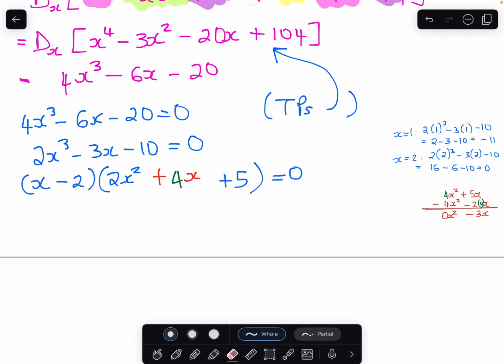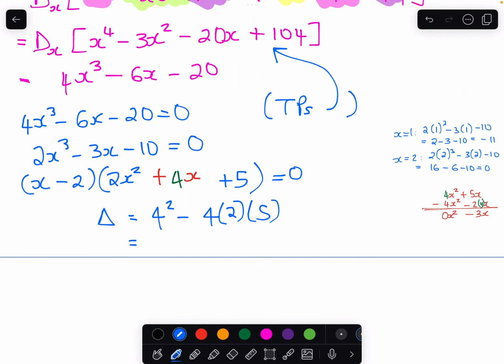So we can solve this using the quadratic formula. Let me first see if there are even solutions. So the discriminant, delta, will be 4 squared minus 4 times 2 times 5. Yeah, that's already looking fishy. So 16 minus 8 times 5, which is 40. So that is minus 24, which is smaller than 0. So therefore, the only real solution here is when x is equal to 2.